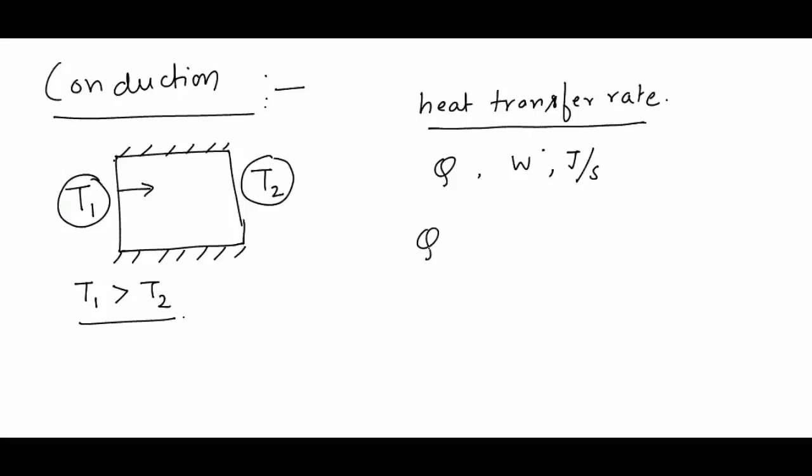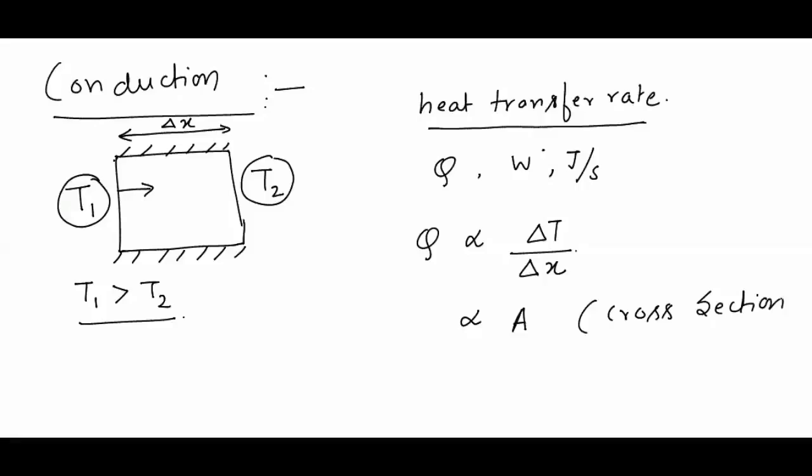Heat transfer rate is proportional to temperature difference, that is delta T, by the distance, del X, and also proportional to the area of cross section. This is the cross sectional area, or the area perpendicular to the heat flow.